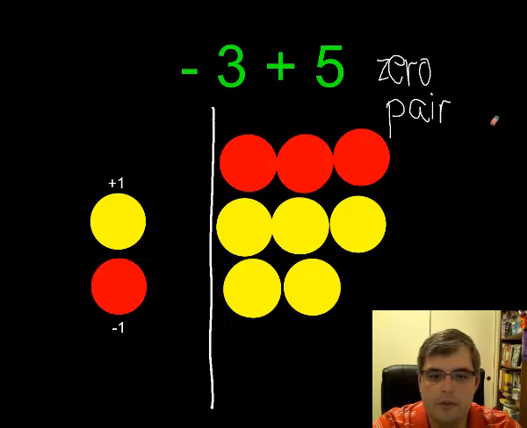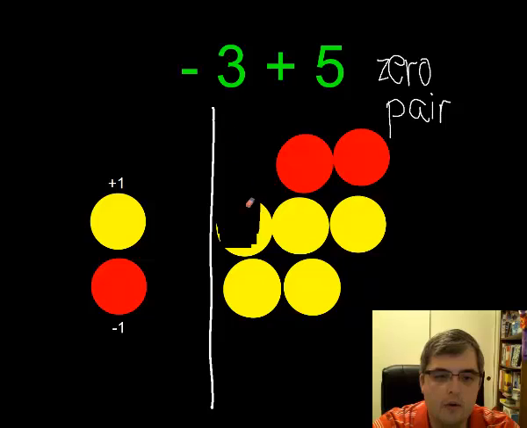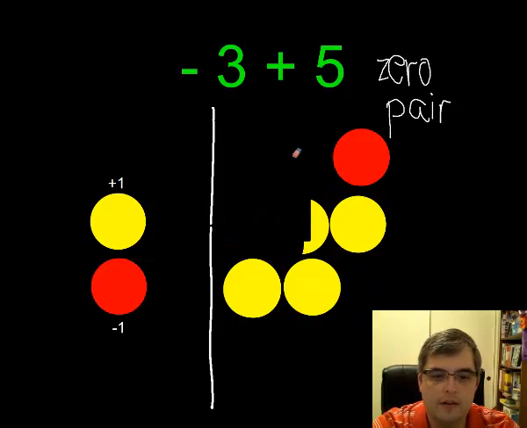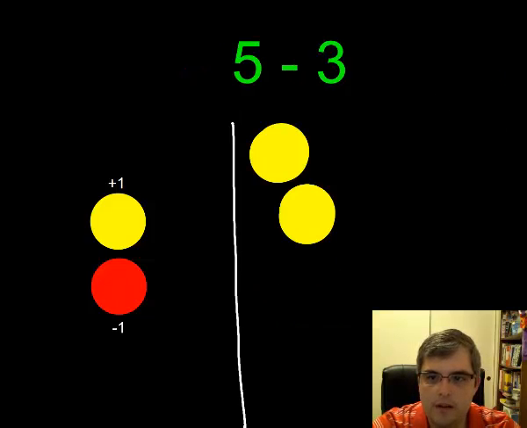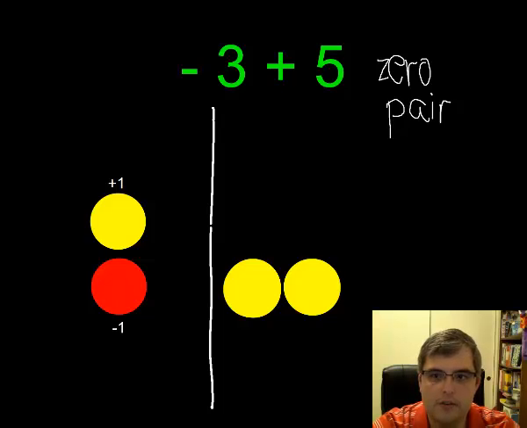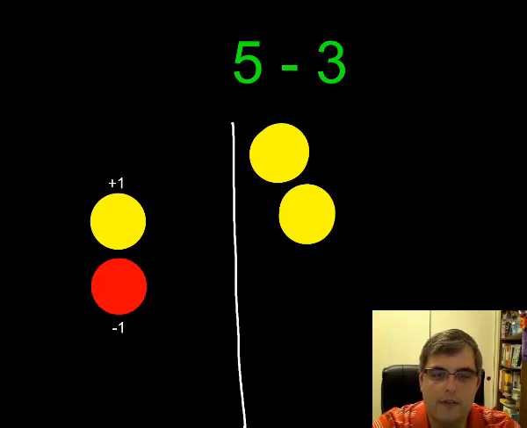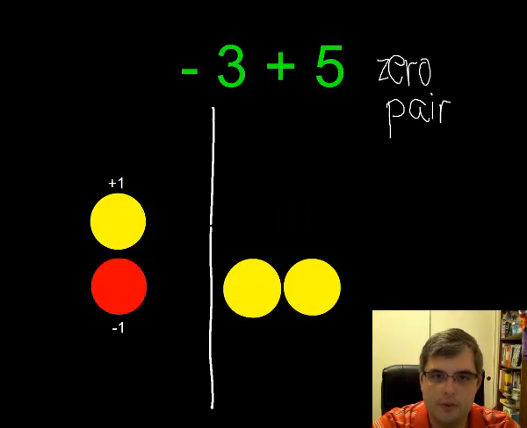So what you do is you put them together and then they go away. Put them together and they go away. Put them together and they go away. And what are we left with? Just like in this problem, we're left with 2 positives. So 5 minus 3 is the same thing as -3 plus 5. It's just flipped over.